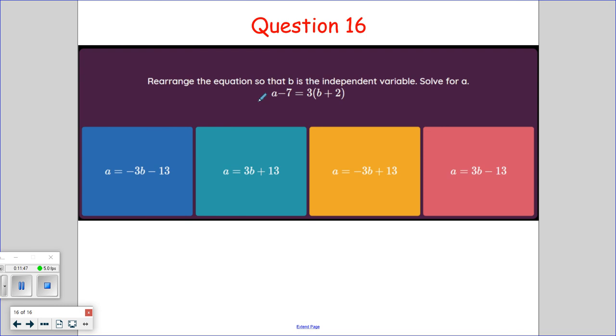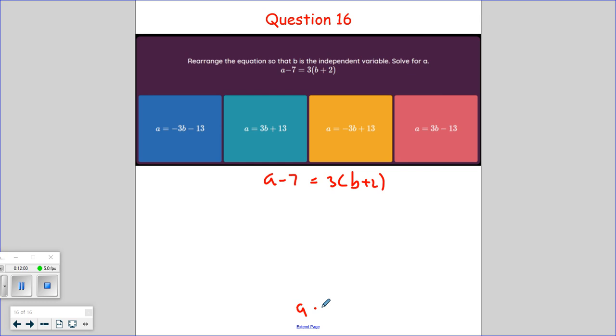All right, rearrange the equation so that b is the independent variable, or solve for a. So a minus 7 equals 3 times the quantity b plus 2. So I want to rewrite this equation and end up with a equals something on the other side. Well, right here, I've got to get rid of the parentheses by distributing. So I'm going to rewrite this: a minus 7 equals 3b plus 6. And then to get a by itself, I would add 7 to both sides.